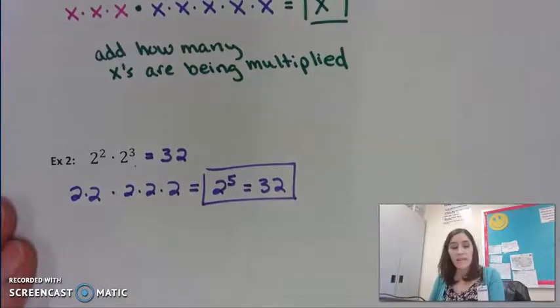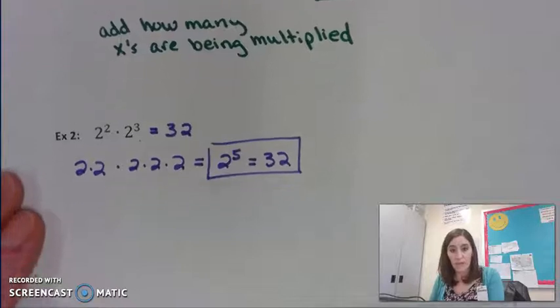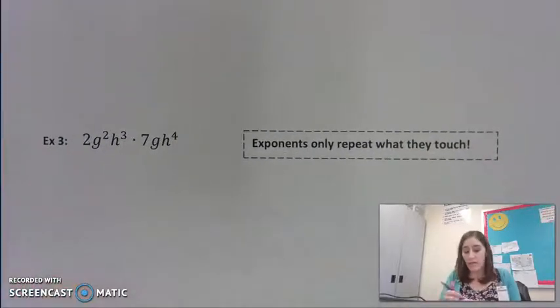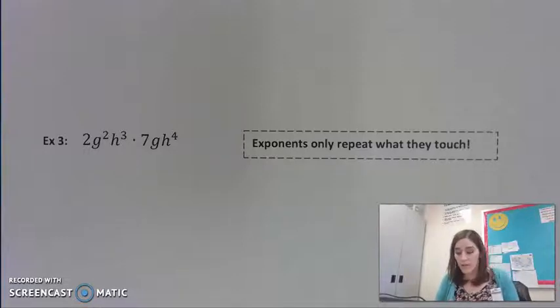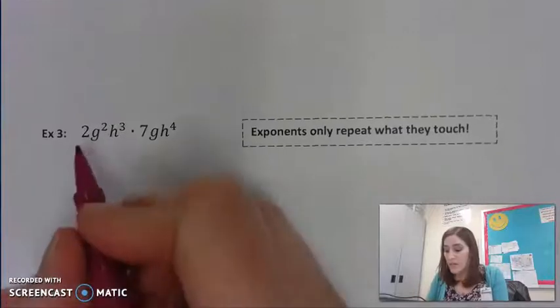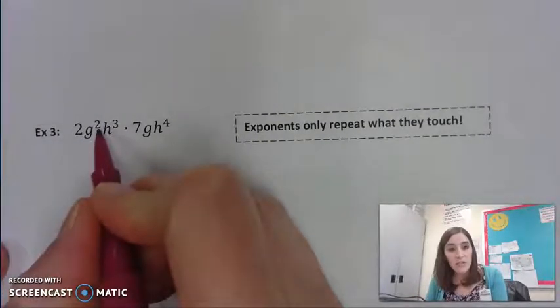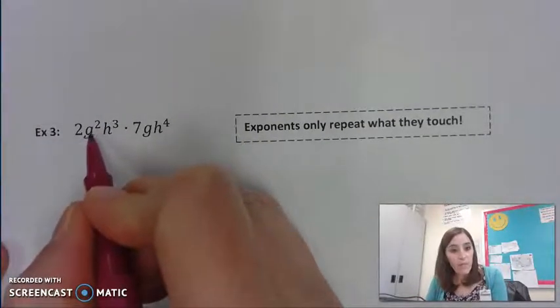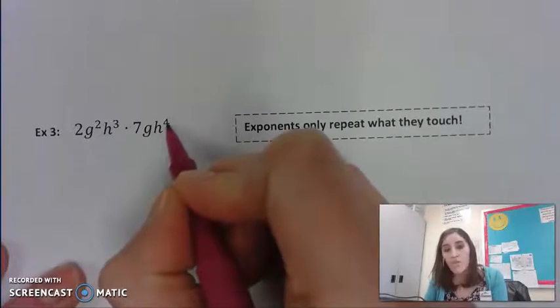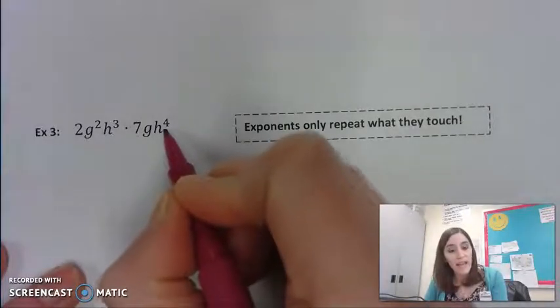All right, let's go ahead and take a look at example number 3, and we're going to break this down. Now, what you have to be careful about, because we've got more than one letter on this problem, is that exponents only repeat what they touch. So for example, I've got g squared. That squared only applies to the g. I've got h to the 3rd power. That only applies to the h. I've got h to the 4th power. That only applies to that h.